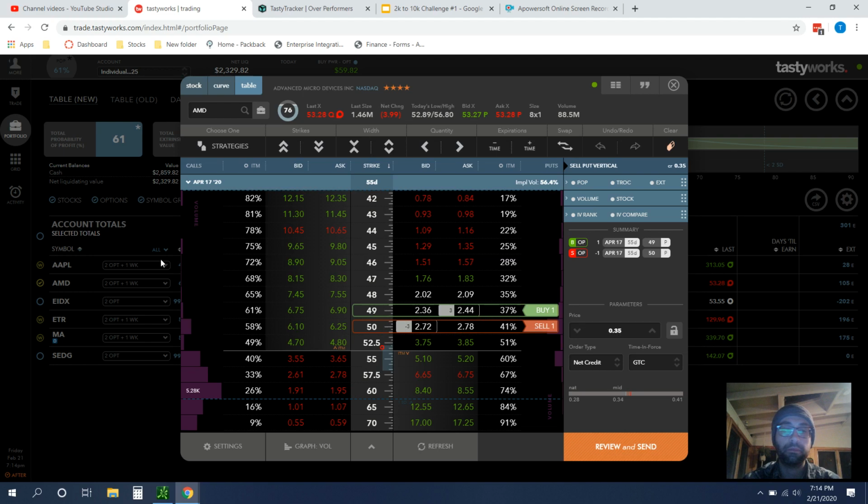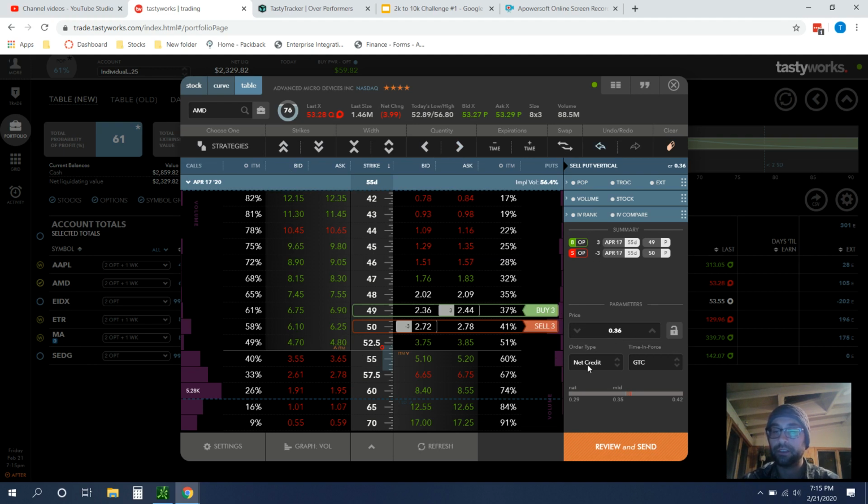So because the two positions that expire today don't come off till tonight or tomorrow, EIDX and SEDG back here, I didn't have enough capital, so I only bought three of these instead of five, which I would typically allocate $500. You can increase the quantity to three, so now it says three over here.